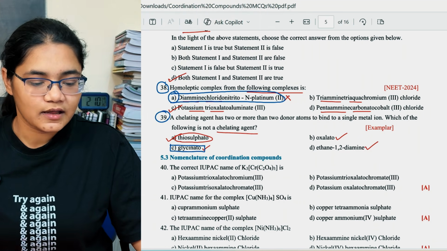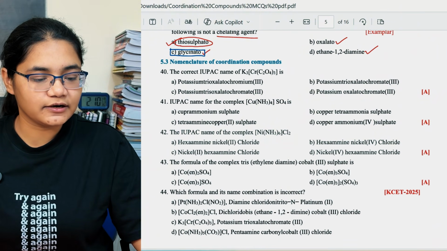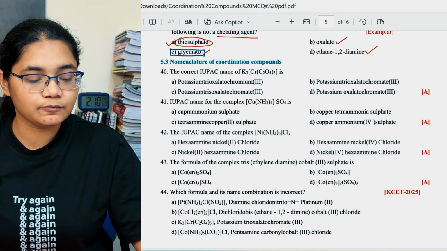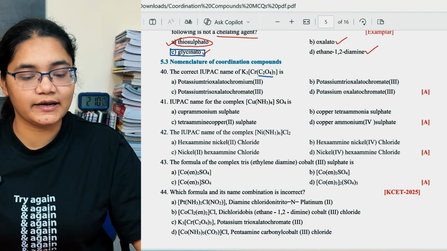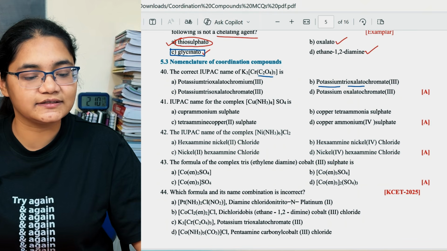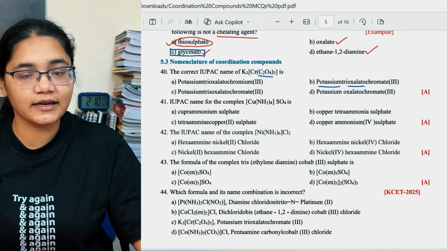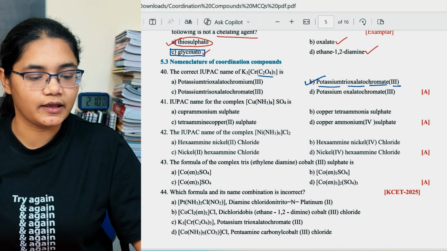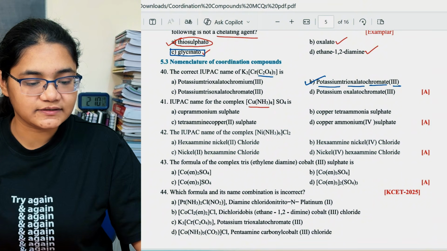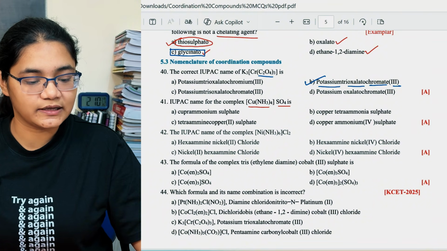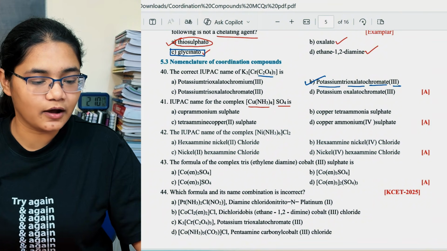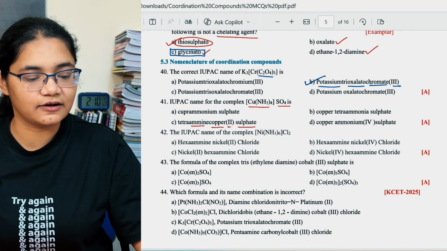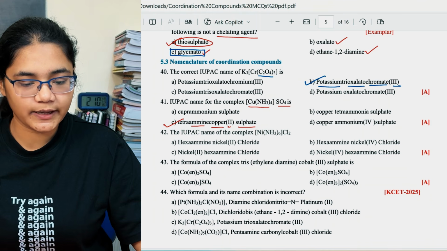Now we will move to nomenclature. The IUPAC name of the given compound is, okay, you can see it is potassium and trioxalato. So I have potassium trioxalato since it is a negative charge anionic complex. So chromate 3, option number B here. Next, the IUPAC name of the complex [Cu(NH3)4]SO4 is. You can see that I have tetraamine here and copper. Copper charge is definitely 2 and sulfate. So option number C.